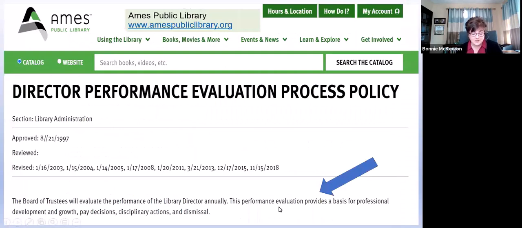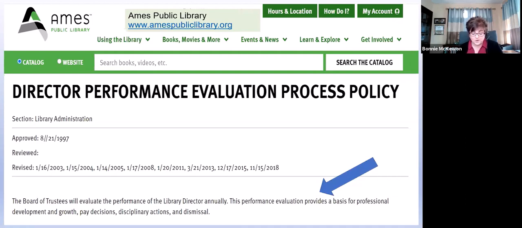This example is from Ames Public Library, and this example is unusual because it not only serves up a good look at the philosophy behind the board conducting the director's job evaluation, it's also a good example of a policy topic that's not very often addressed. This presents a philosophy statement. This performance evaluation provides a basis for professional development, growth, pay decisions, disciplinary actions, and dismissal. In those two statements, this example from Ames Public Library answers the why question.